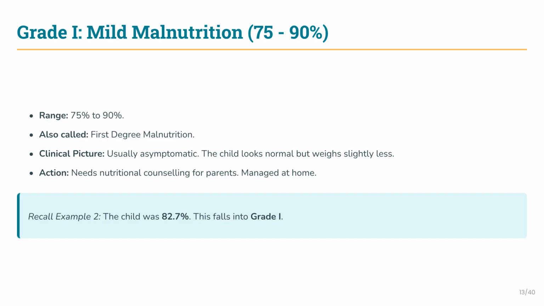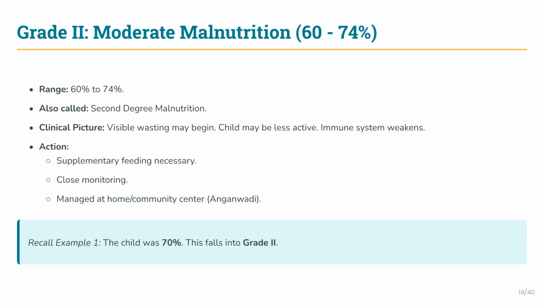Grade 1, or mild malnutrition, falls between 75% and 90%. The child is usually asymptomatic and is managed at home with nutritional counseling for the parents. Our second example of 82.7% falls into this grade. Grade 2, or moderate malnutrition, ranges from 60% to 74%. Visible wasting may begin, and the child's immune system may weaken. Management includes supplementary feeding and close monitoring, often in a community center. Our first example of 70% falls into this grade.